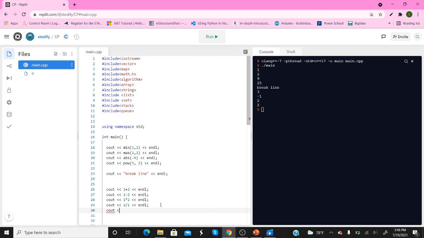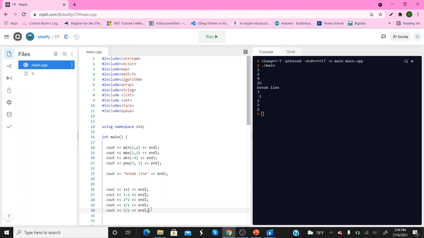So if I do cout, 5 divided by 2, 5 divided by 2 would give me a decimal value in Python. But in C++, 5 divided by 2 is going to give me 2, because 2 goes into 5 two times with a remainder of 1, right? C++ ignores any remainders when it comes to division. So we get 2, as you can see.